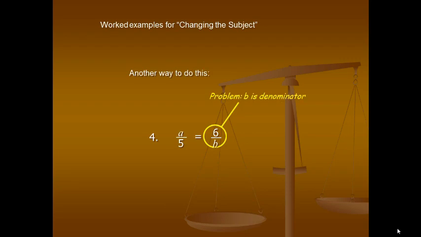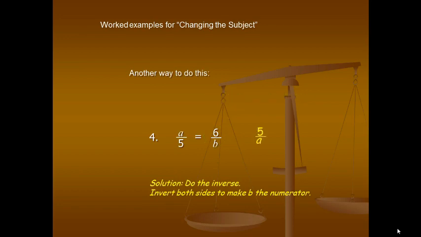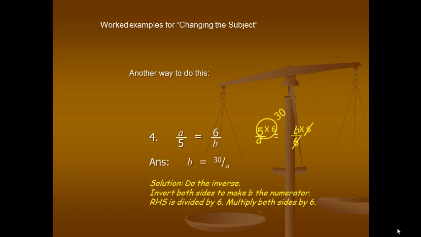The problem is b is the denominator. The solution, do the inverse. Invert both sides to make b the numerator. Now the right-hand side is divided by 6, multiply both sides by 6. Now b is alone on the right-hand side, 5 sixes are 30, so b equals 30 divided by a.